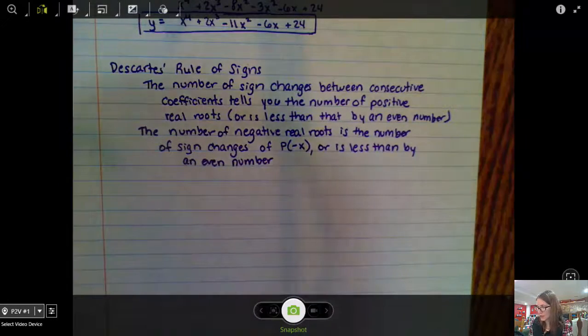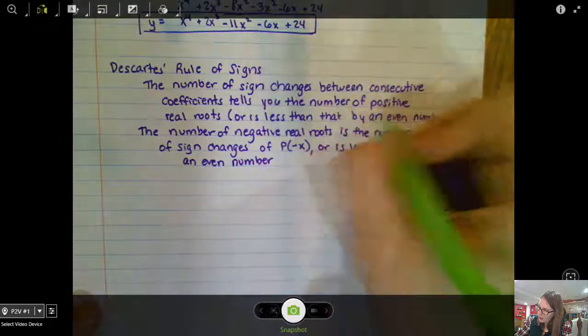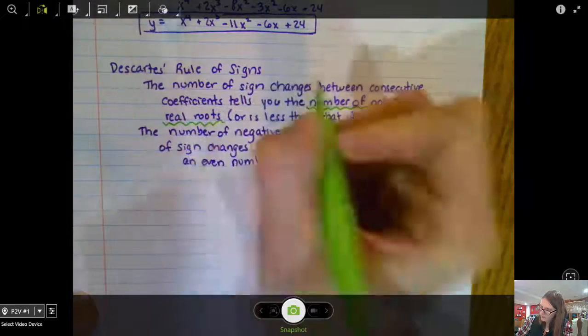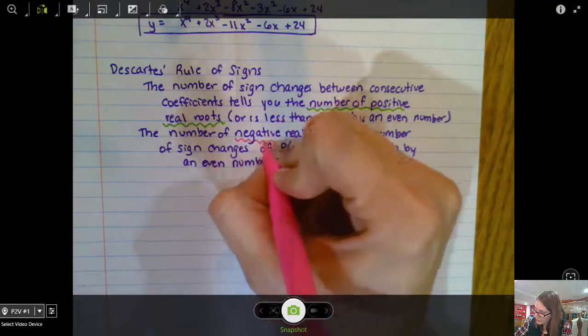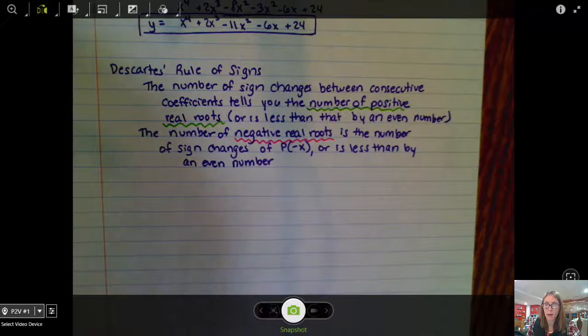Okay, and then I'm just going to underline a couple pieces here just so these pieces stand out a little bit. The number of positive real roots here, I'm going to underline. And then also the number of negative real roots. Descartes' rule of signs only tells us about the real roots, so real numbers, not complex, not our imaginary solutions. Irrational numbers are real numbers though, so like the square root of 3 would be figured into this Descartes' rule of signs.